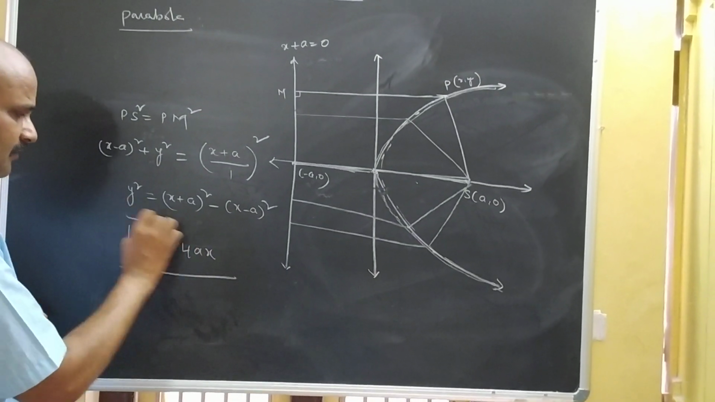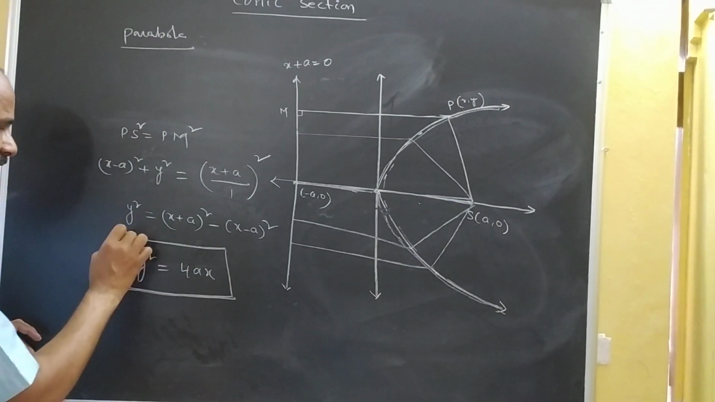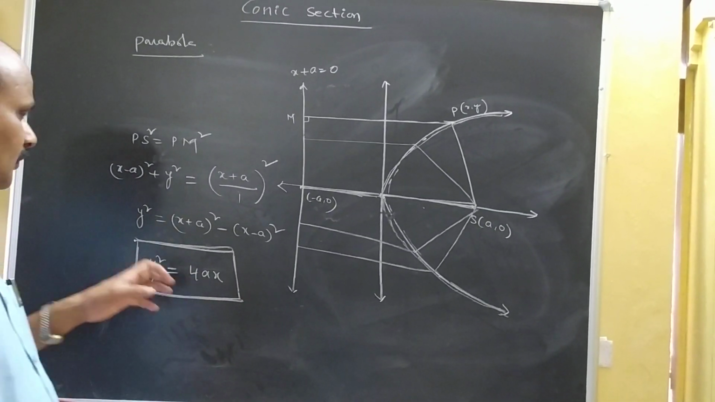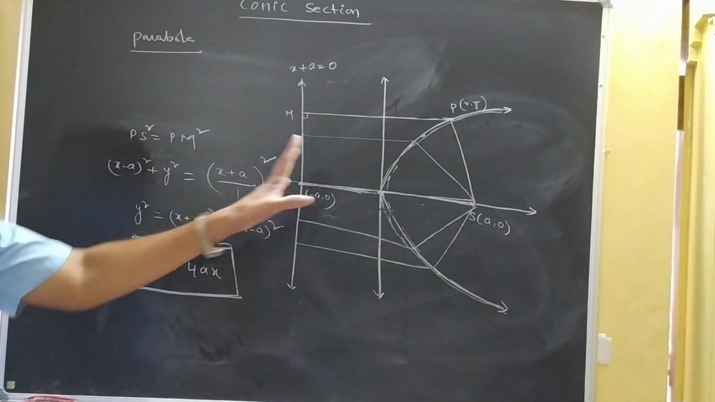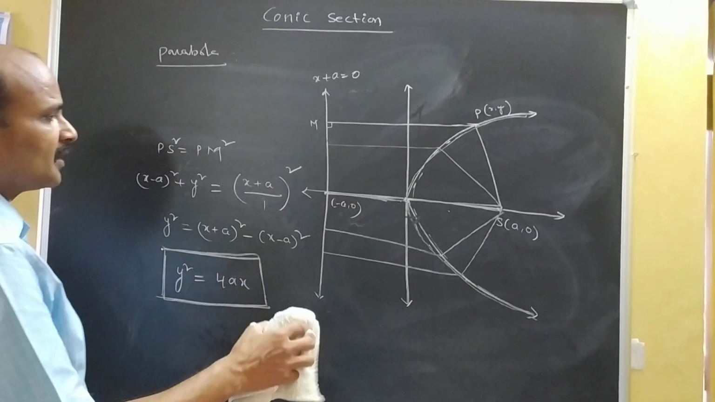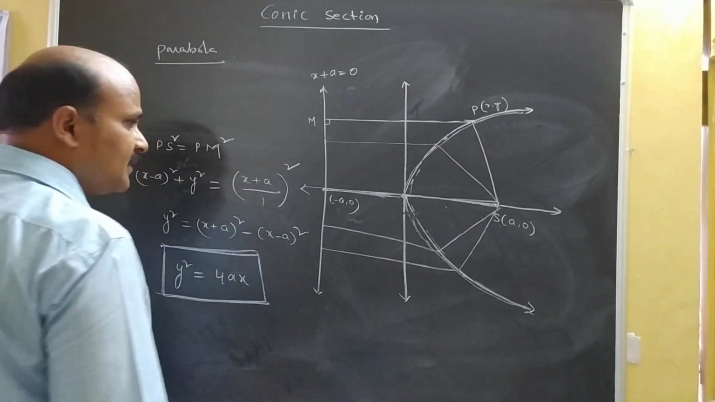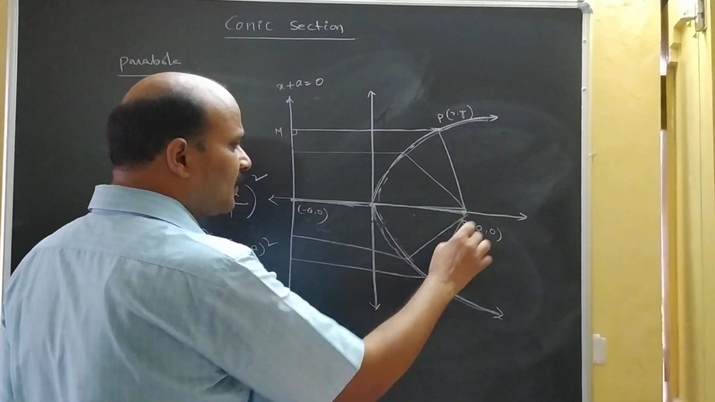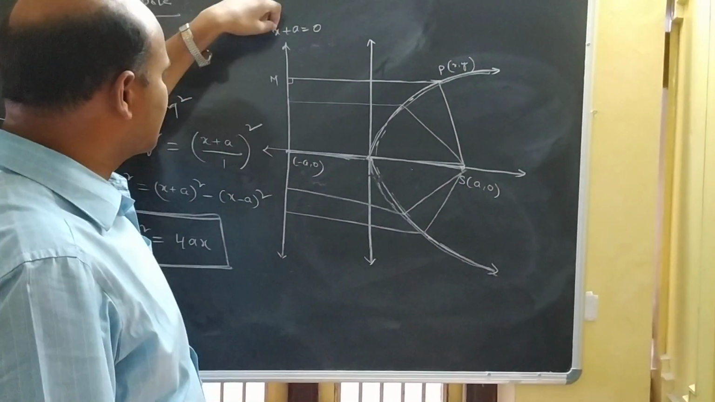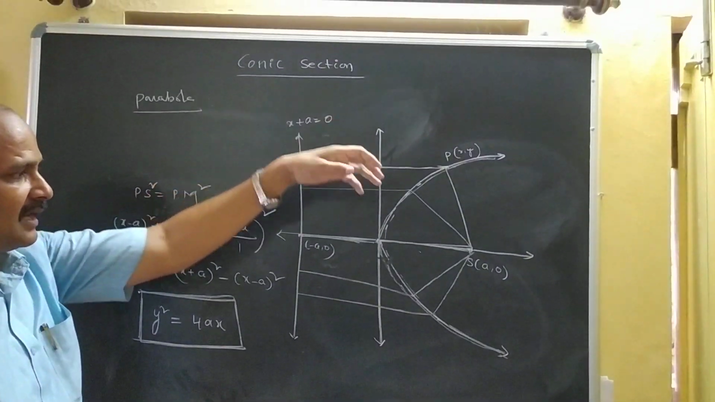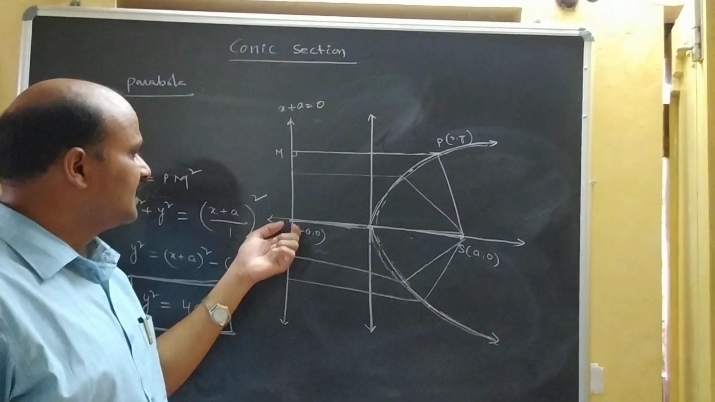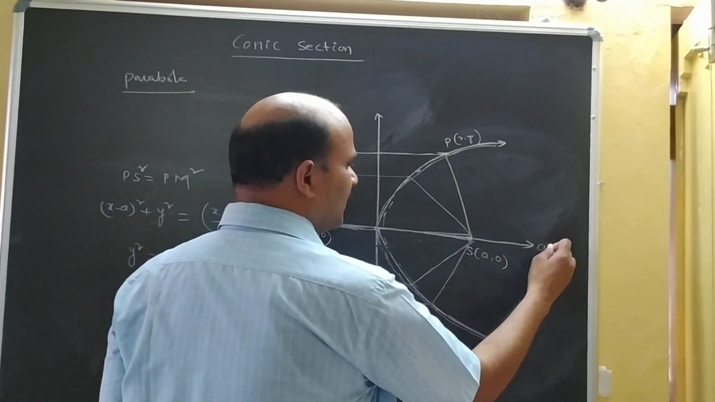This is the standard equation of the parabola: y square is equal to 4ax. Now this represents the equation of this parabola. Let us see what the points are in this. As we discussed already, the fixed point is called the focus, and the fixed line is called the directrix. A line which is passing through the focus and perpendicular to the directrix is called the axis of the parabola.